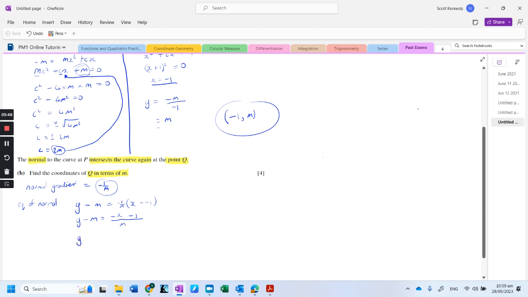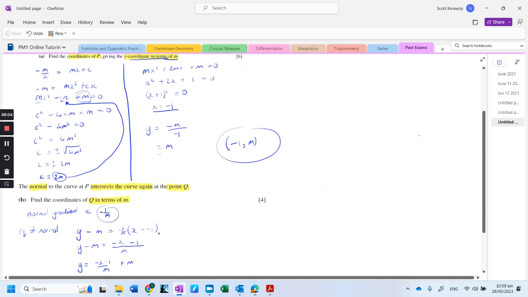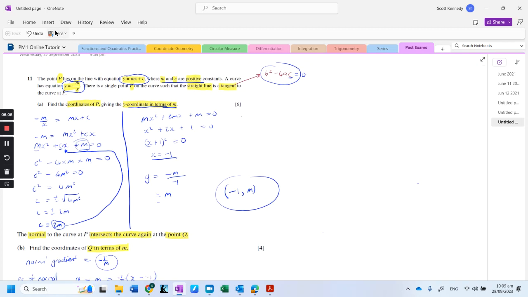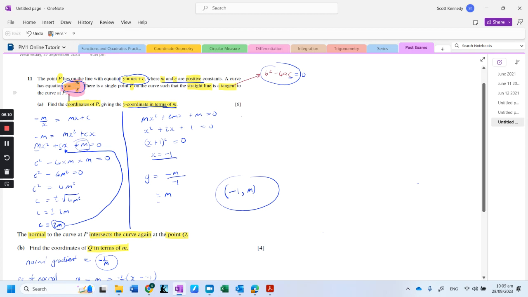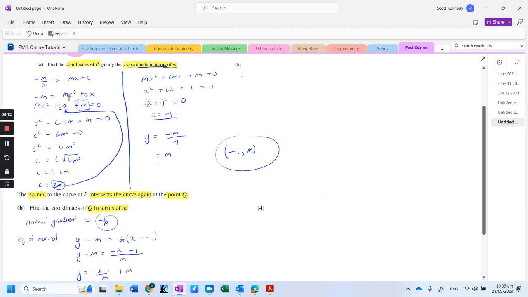So y equals negative x minus 1 over m plus m. Okay, so this is the equation of the normal, and we want to find out where this normal meets the curve again. So we're going to take our curve equation. This is our curve equation here. It's in terms of y. And now we've also got this in terms of y.